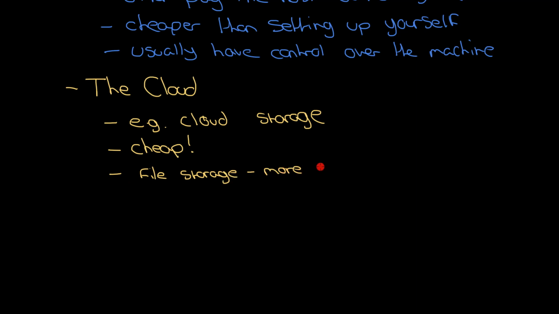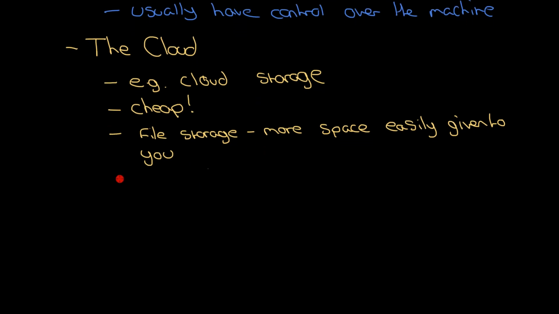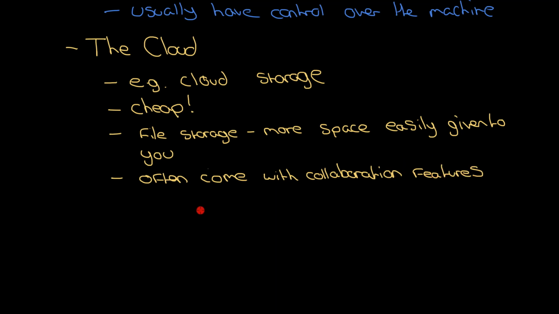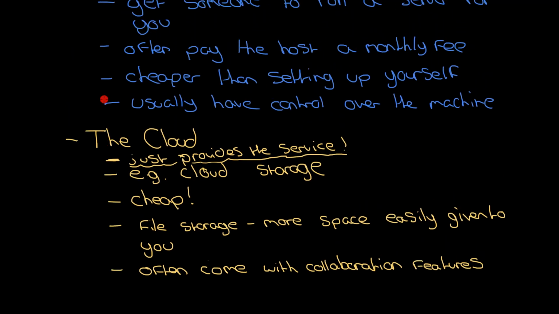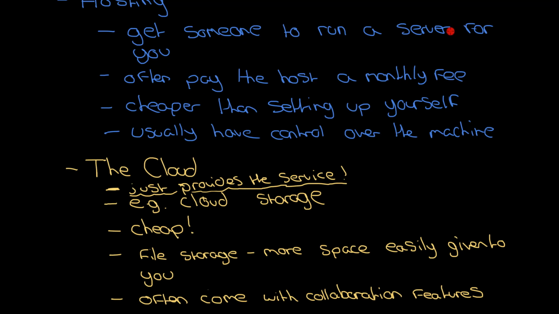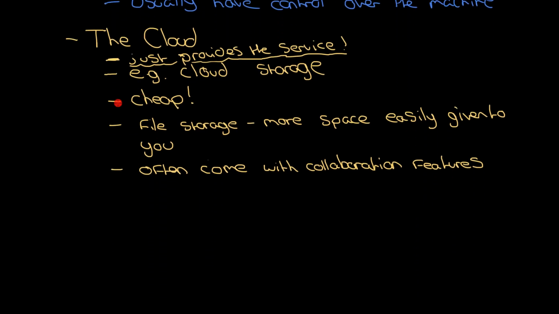Also, the services which are provided to you can be easily extended. So, for example, for file storage, more space can be given to you easily, more actual hard drive space. And often these days, they all come with collaborative features. So for Google Drive, for example, you can easily share files between groups and between people. But you've also got online word processors and online spreadsheets, which let you work collaboratively as well. When you're dealing with cloud computing, it just provides that service. And it's worth saying, using the cloud, you end up with the advantages of hosting as well. So you don't have to worry about paying someone to run that server for you or anything like that.